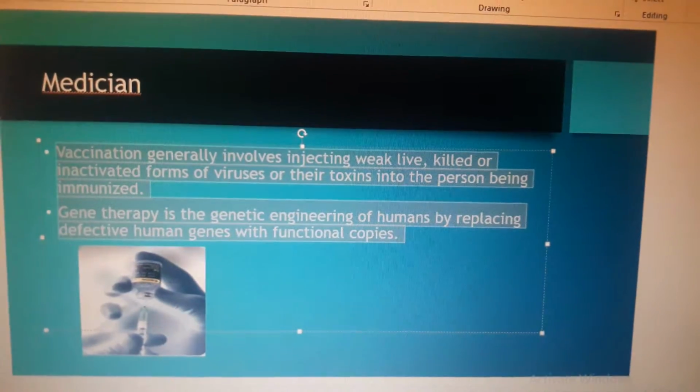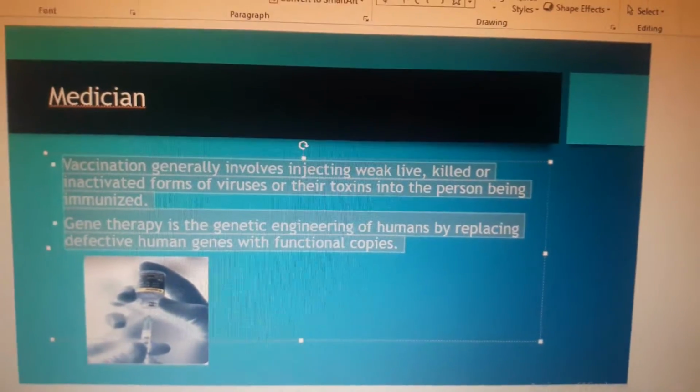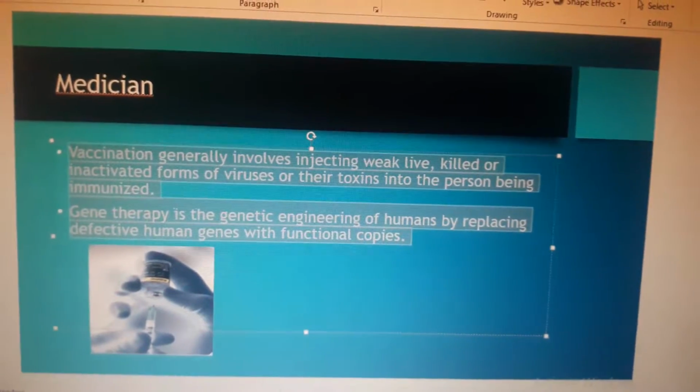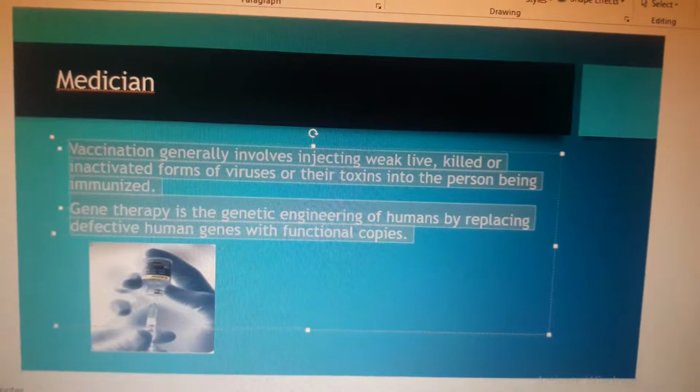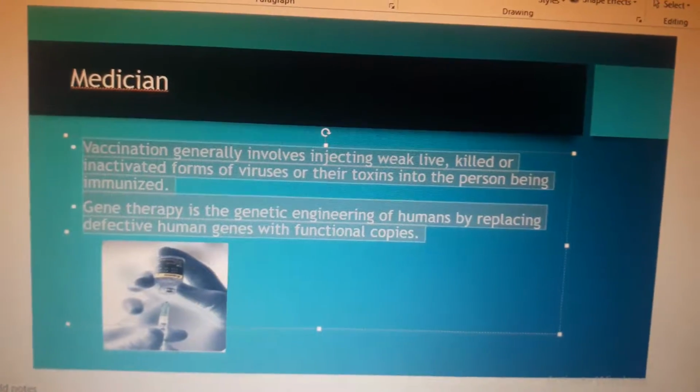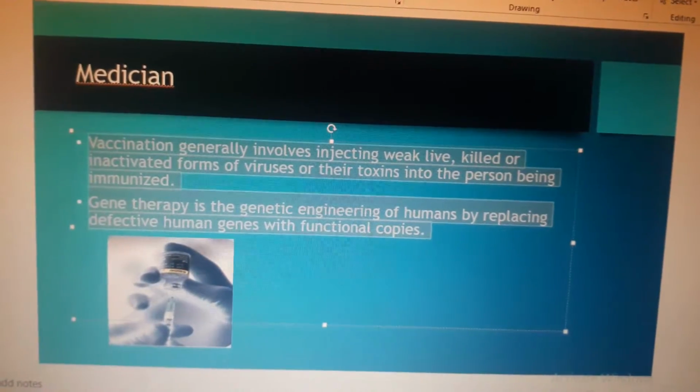Medication. Vaccination generally involves injecting weakened, killed or inactivated forms of viruses or their toxins into the person being immunized. Gene therapy is the genetic engineering of humans by replacing defective human genes with functional copies.